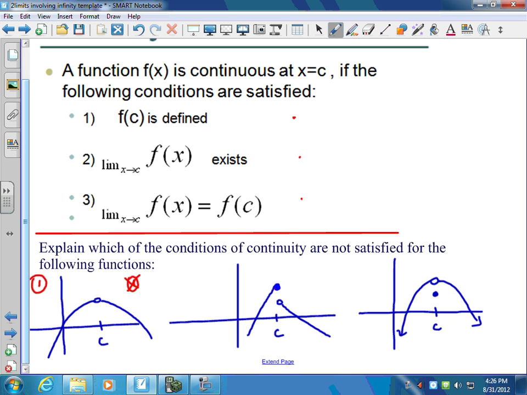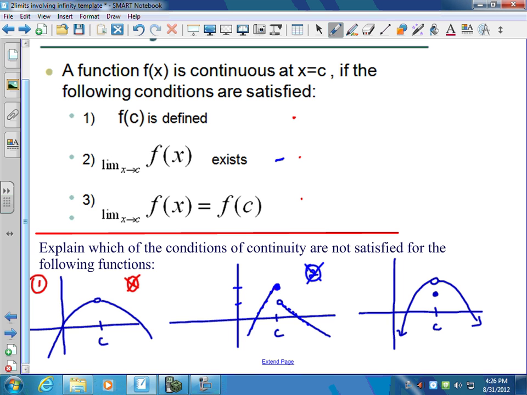What about over here? Well, f of c is defined right here. It's well defined. But does the limit exist? And the answer is no. As you approach from the left-hand side versus the right-hand side, you're going to 2 different y values, right? Limit doesn't exist. So condition number 2 has been violated. So this is not continuous because the limit doesn't even exist.